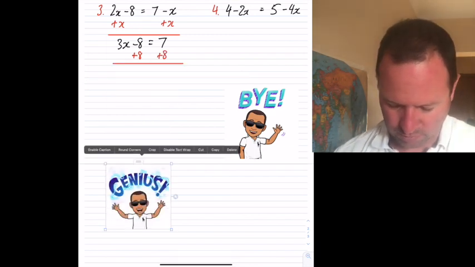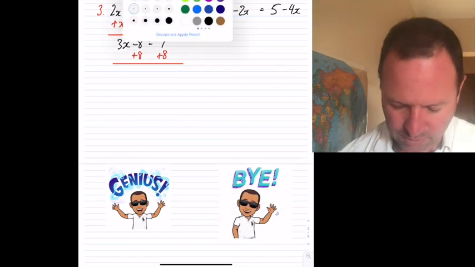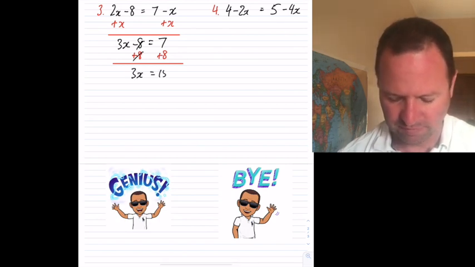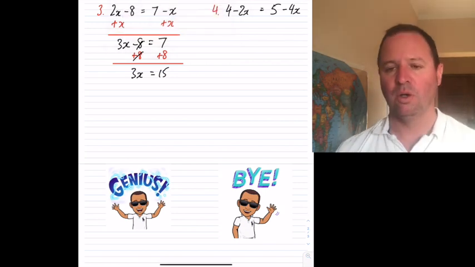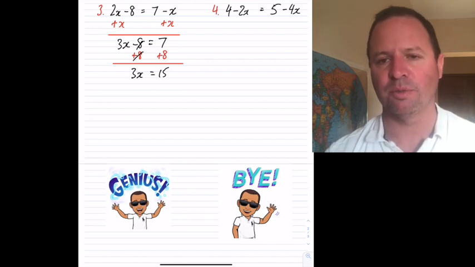So what have I got left on the left-hand side? Those 8s will cancel each other out. I've got 3x is equal to 15. Now I look for what's furthest away again. The 3 is. What's it doing? It's multiplying. What's the opposite of multiply?